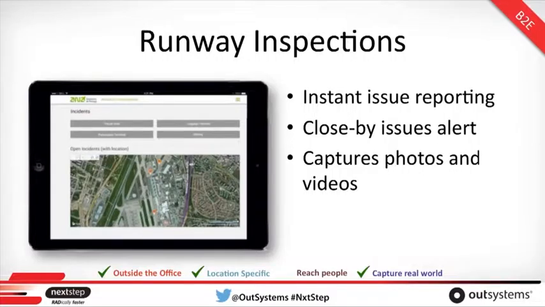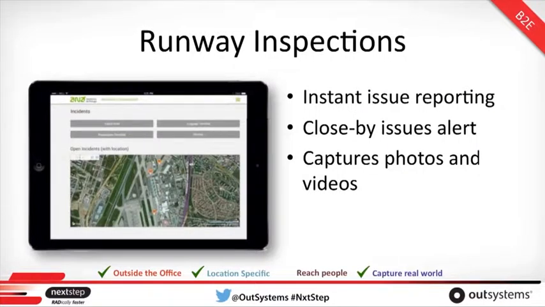They are also able to capture photos or videos. So whenever they find an issue, now they are able to get more information on the type of issue, so that this issue can be prioritized in terms of whether the runway should be closed, or a team should be dispatched just to fix it on the spot.